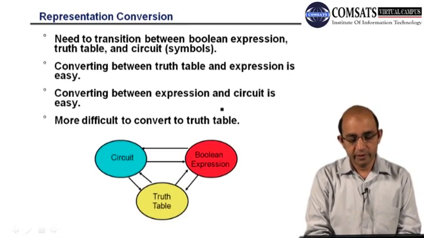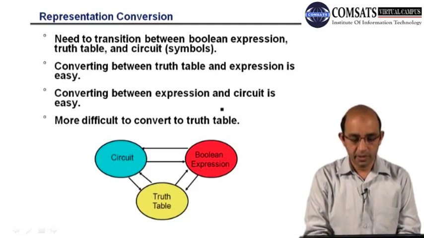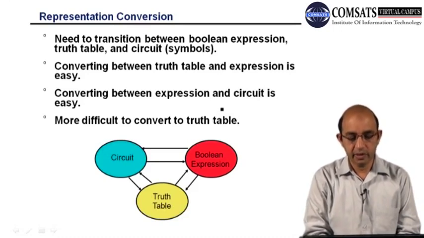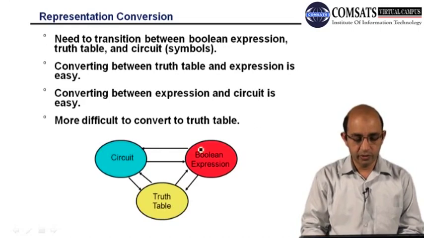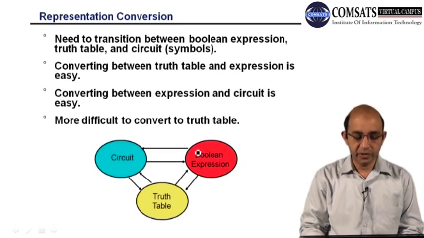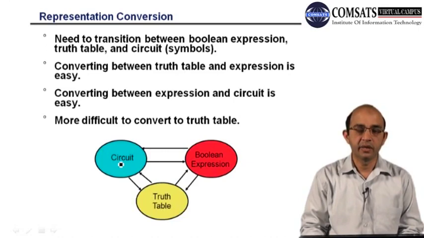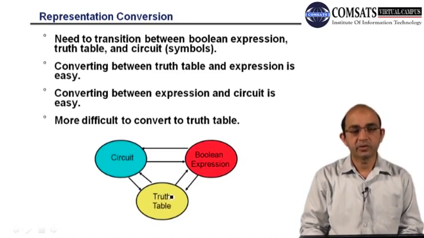Whenever you have a Boolean expression, you can have the circuit. And if you have a Boolean expression, you can always have the truth table. You can see that we can move from one node to the other; we have the two directional arrows. If you have the Boolean expression, you can have the circuit. If you have the circuit, you can draw the Boolean expression of that circuit. If you have the Boolean expression, you can have the truth table, and if you have the truth table, you can have the Boolean expression. Similarly, if you have the truth table, you can draw the circuit. And if you have the circuit, you can construct its truth table.